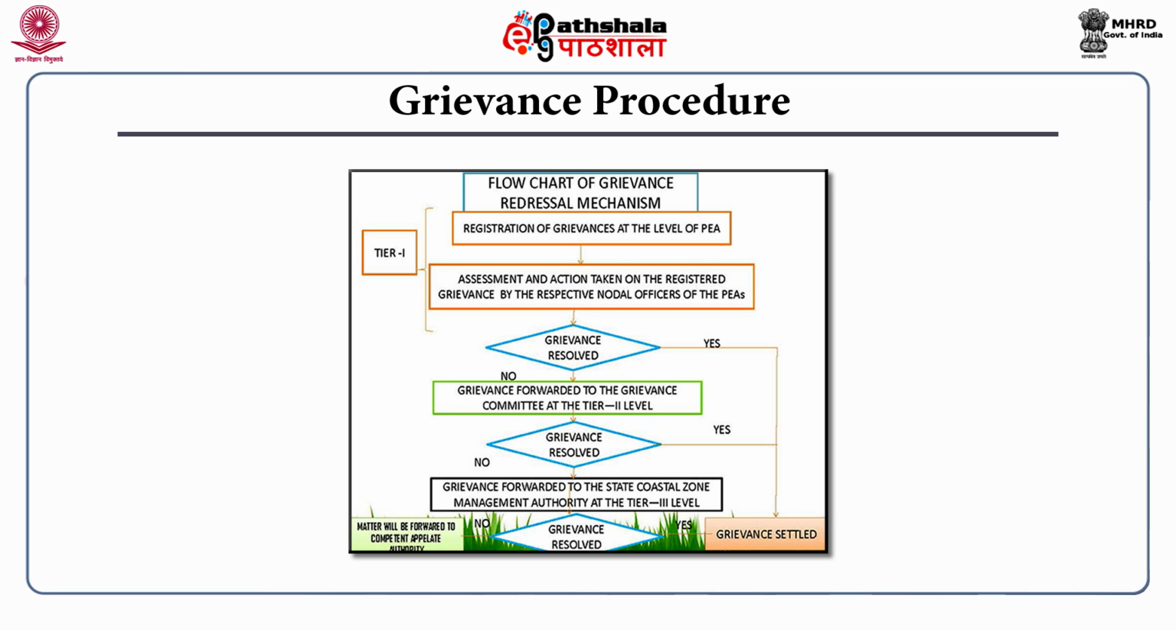In tier 1, there is registration of grievance at the level of PEA. Then assessment and action is taken on the registered grievance by the respective nodal officers of the PEA. Then we move forward: if the grievance is solved, then we go straight to the last step. If the grievance is not resolved, then the grievance is forwarded to the grievance committee at the tier 2 level. If the grievance is resolved, then again the matter ends. But if it is not resolved, the grievance is forwarded to the state coastal zone management authority at tier 3 level. If the grievance is resolved, that is fine, but if it is not resolved, the matter will be forwarded to competent appellate authority.